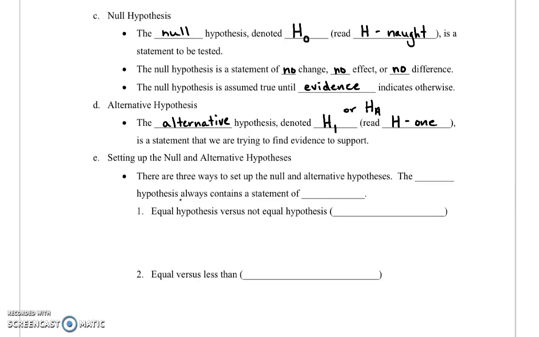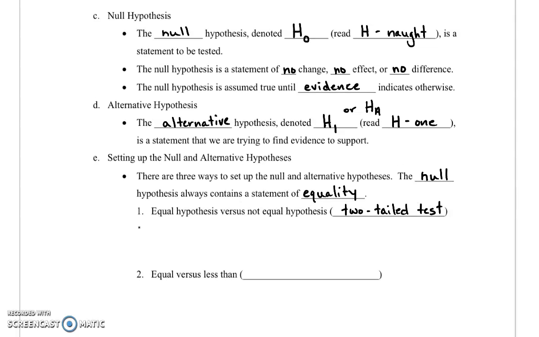So how do we set up the null and alternative hypotheses? There are 3 ways. The null hypothesis, no matter which of the 3 ways happens, always contains a statement of equality. So the first way is equal hypothesis versus not equal. This equates to a two-tailed test.